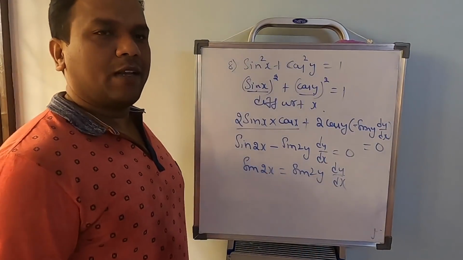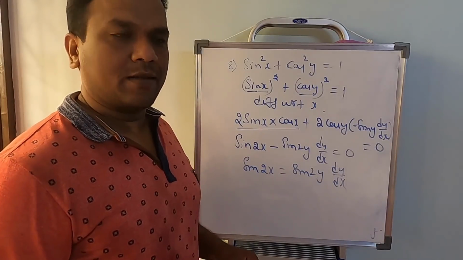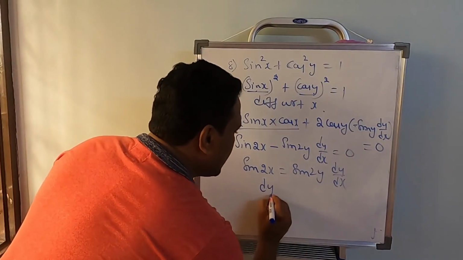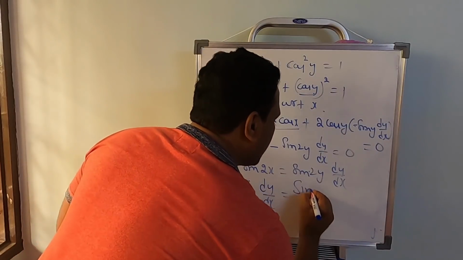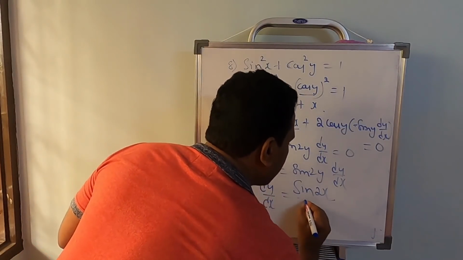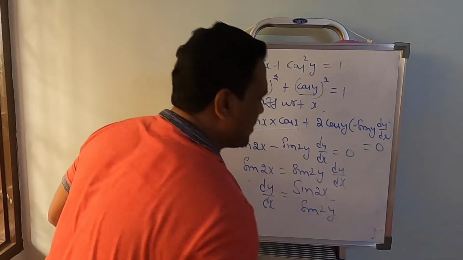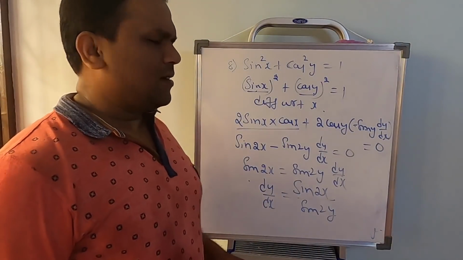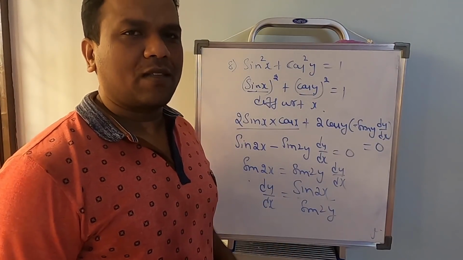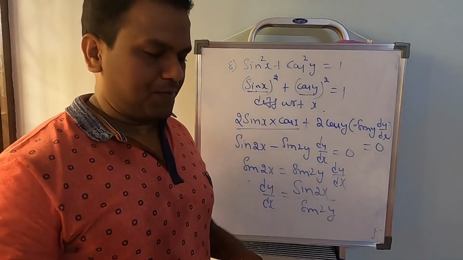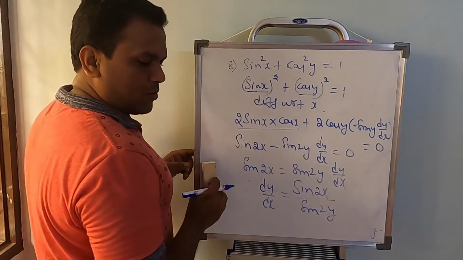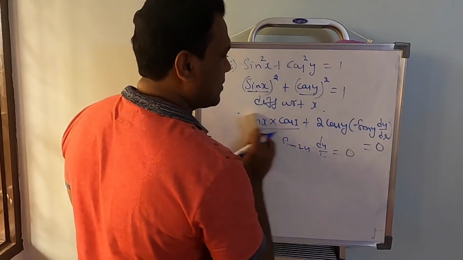Remember, our final aim is to find the value of dy by dx. So let's write dy by dx equal to sin 2x by sin 2y. Nothing more can be done. That's the simplest form of the answer we can give. So that's how problem number 8 should be done. So let's go to problem number 9.